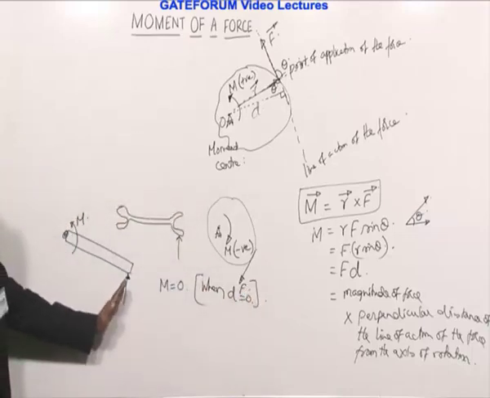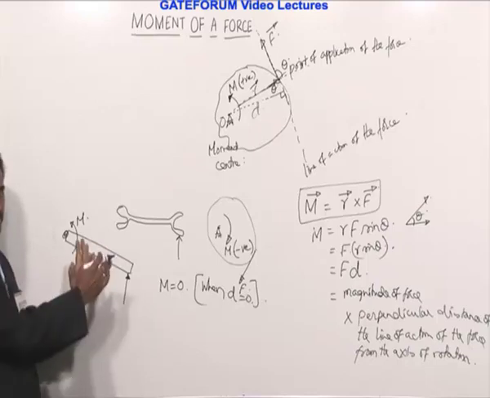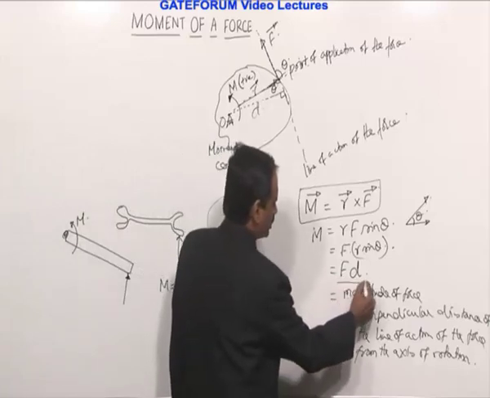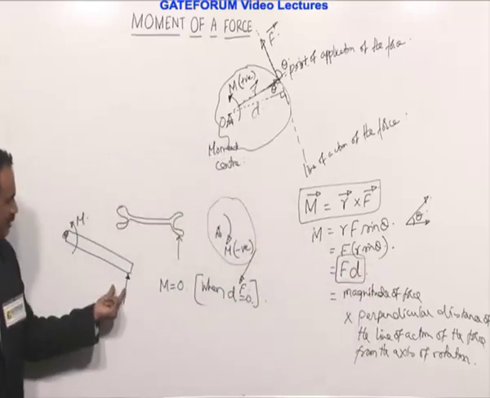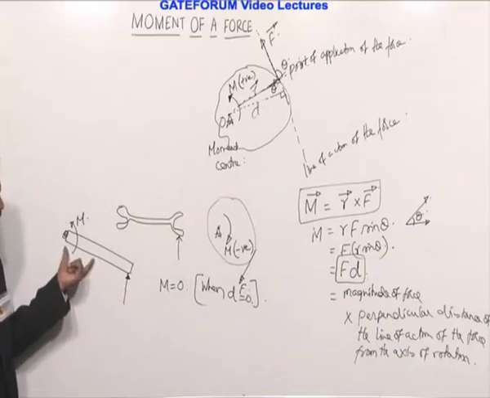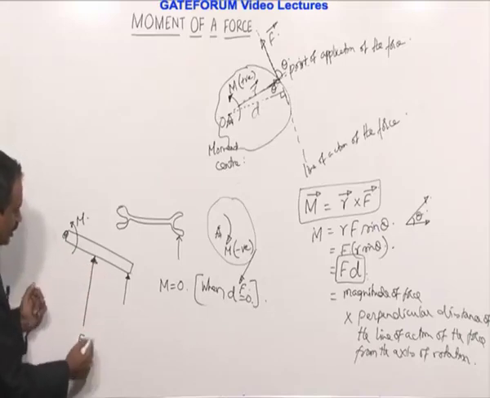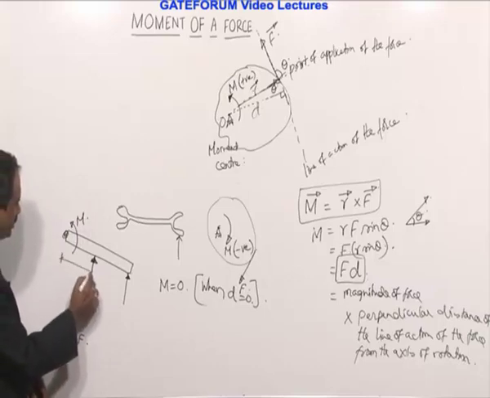Now suppose we want to apply a force here and try to open the door. Then what will happen? We have to apply more force. The reason is moment is force times d. When d is reduced, instead of placing the force here, I am applying the force here. D is reduced. As a result, I will have to apply more force in order to turn the same thing. This is the d in this case.